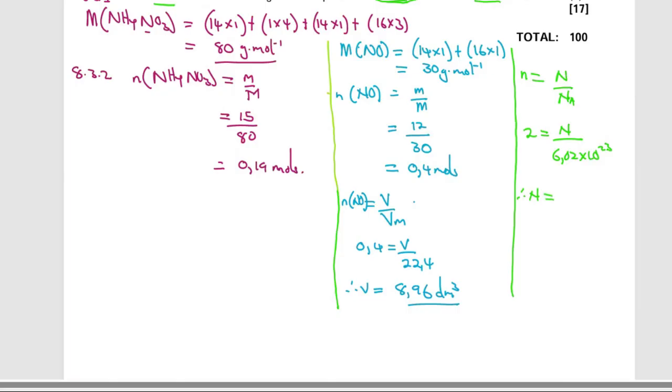If you cross multiply, 2 times 6.02 times 10 exponent 23, we get a value of 1.204 times 10 exponent 24. Then I'm going to say atoms. So these are the atoms of nitrogen that we're looking for.